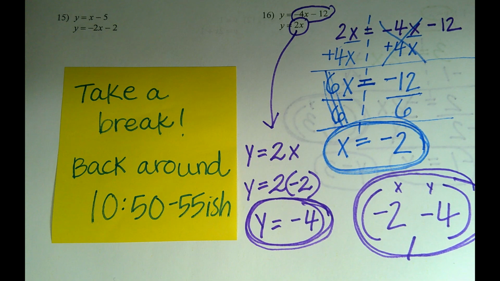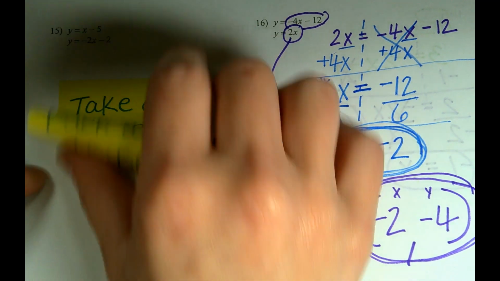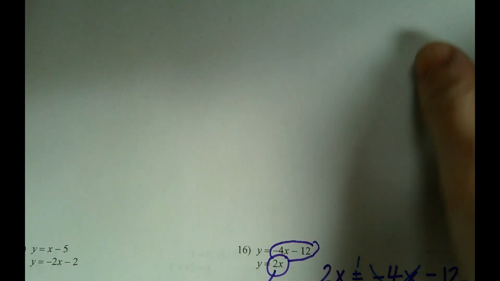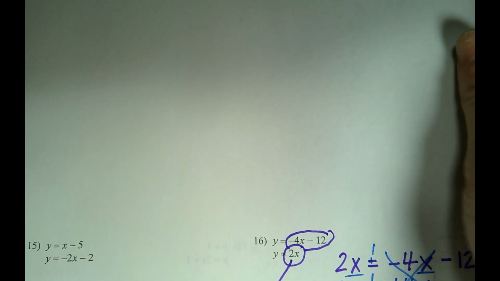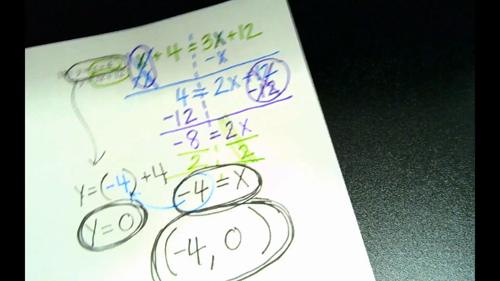All right, we are back from our break. So before we go on to talk about the third method, elimination, does anyone have any other problems on this worksheet that they would like to go through as a class before we move on? Number 20. All right, let's go to number 20.